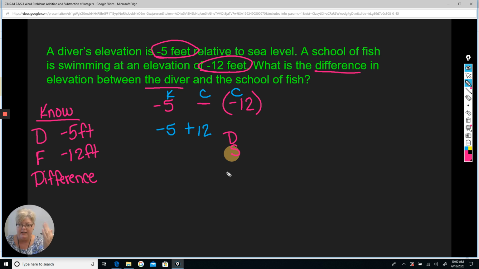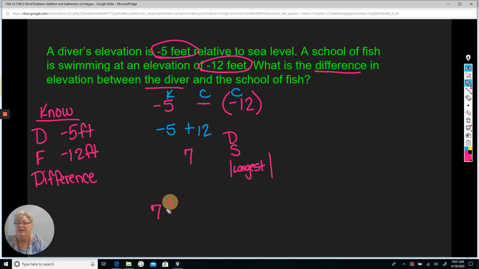I'm going to say 12 minus 5. I like to put the bigger number first when I'm subtracting. So 12 minus 5 gives me 7. Well, now I need to figure out what is the largest absolute value. Remember that we find the sign based on what the largest absolute value is, and the largest absolute value is 12, so the answer is going to be +7. So the difference between the diver and the school of fish is 7 feet.